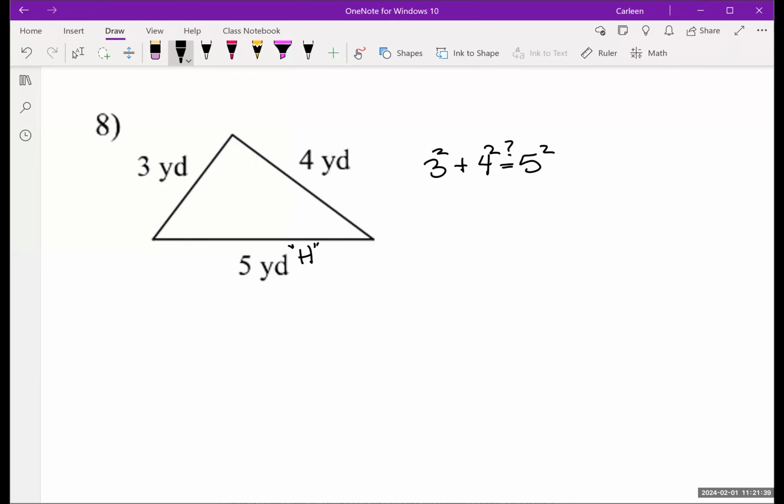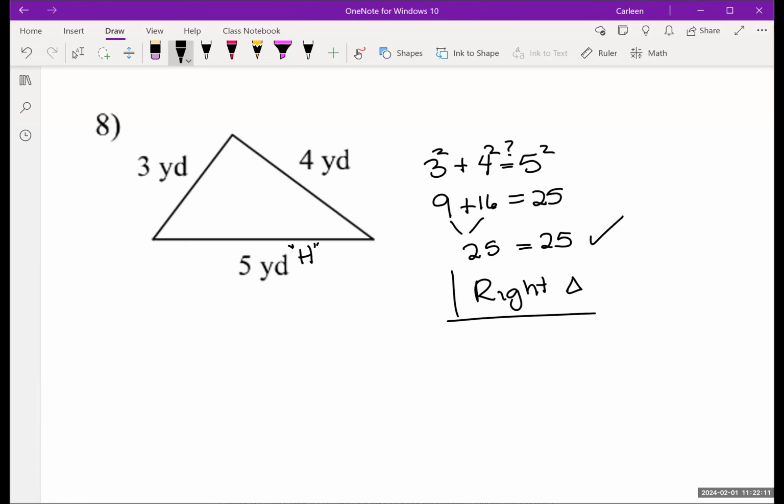Please excuse my dear Aunt Sally. Do your exponents. 9 plus 16 is 25. Ding, ding, ding. And how much is 9 plus 16? Combine like terms because they're on the same side of the equal sign. 25 is equal to 25. Ding, ding, ding. This is a correct right triangle. And it is a Pythagorean triple. 3, 4, 5 is a Pythagorean triple. Yes, it's a right triangle.